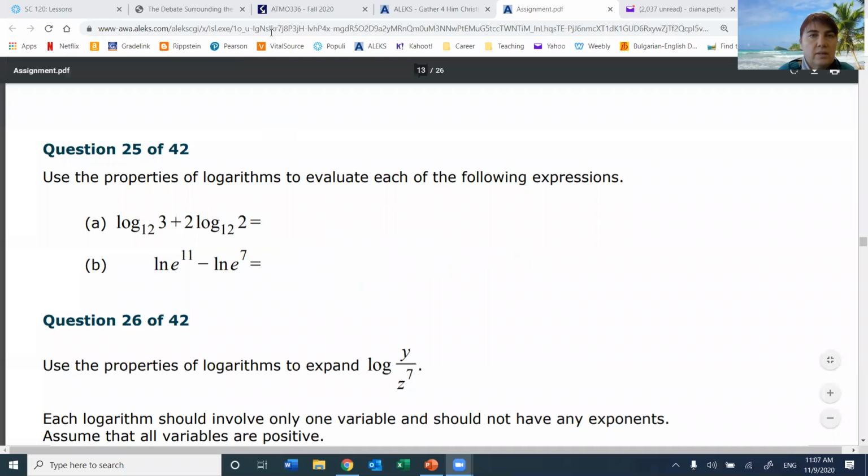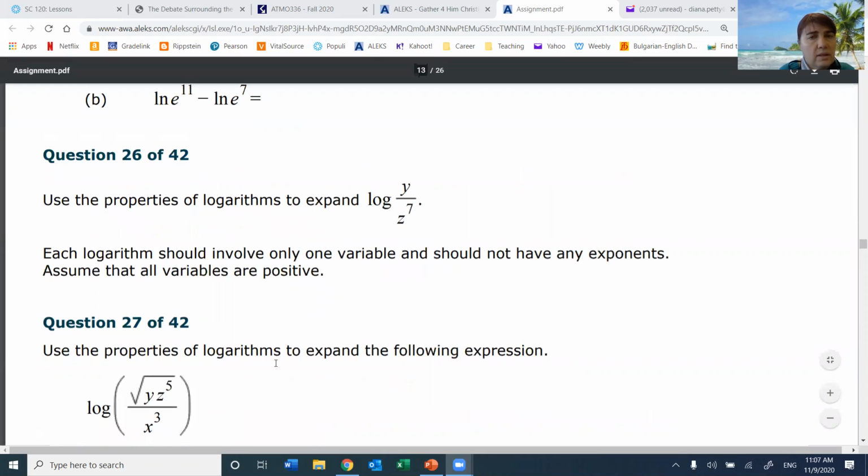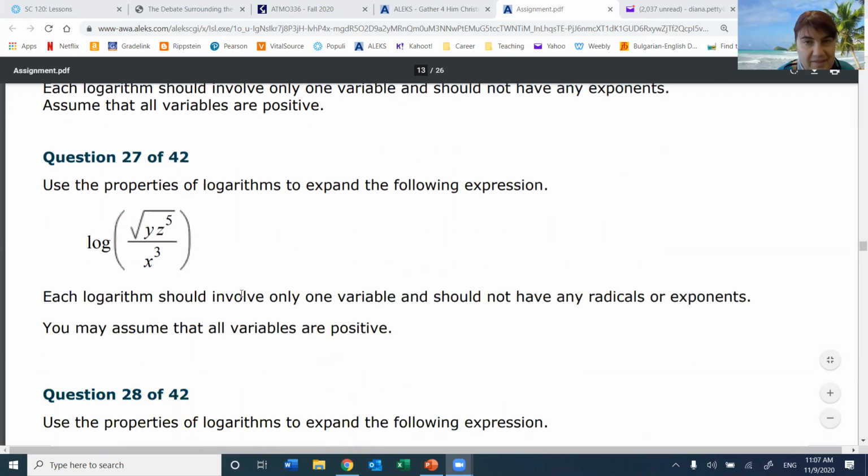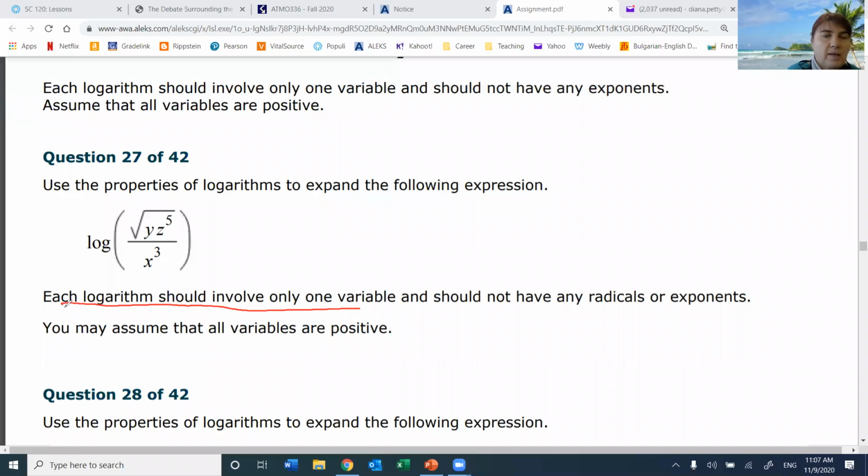It's 4. Okay. So the next one, 26. Now we need to expand it. Okay, 26 is too easy. Let's just do 27. To expand it, you need to split it into single logarithms. Yes, each logarithm should involve only one variable. So start applying the rules.